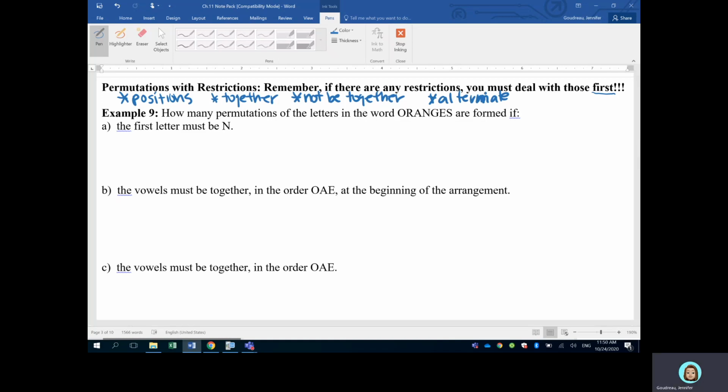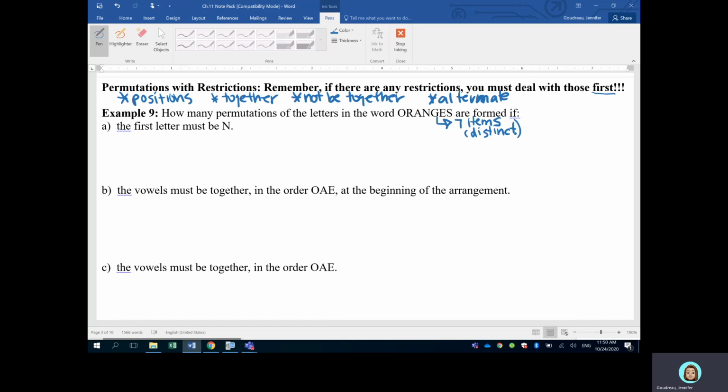Let's look at example 9. How many permutations of the letters in the word orange are formed if? First thing we are going to do is count up the number of items we have. In this example, we have 7 items. And the other thing that we always check is if each of those items are distinct from the others. And in this case, they are. So we have 7 distinct items. What I mean by distinct is I don't have any items that are identical to the other items or repeating items. So in this case, we have 7 different items.